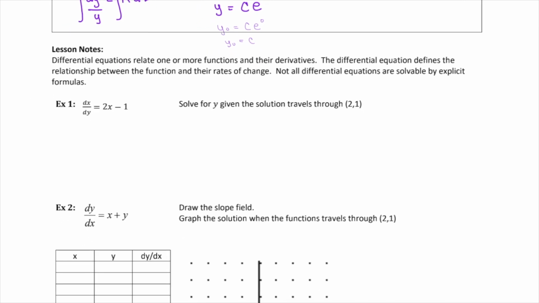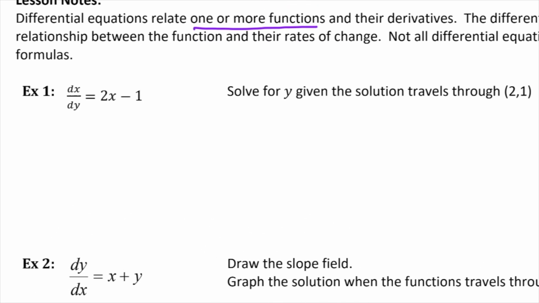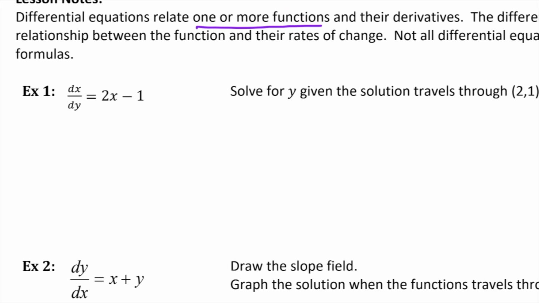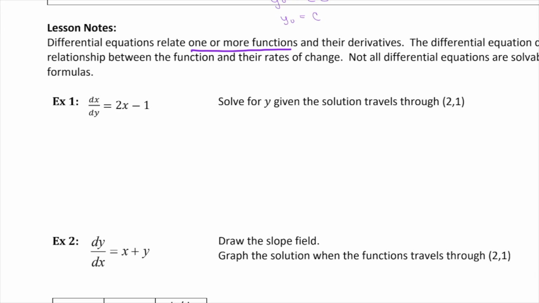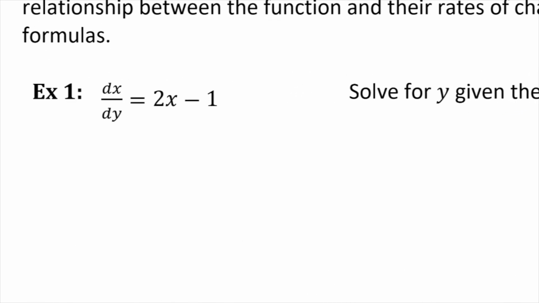So we began with a differential equation. Now, a differential equation relates one or more functions and their derivatives. Your differential equation defines that relationship between the function and the rates of change. So for example 1, I have dy over dx is equal to 2x minus 1. So we want to solve this for y, and we know that our solution has an initial value of (2, 1). So if we solve this for y, let's again separate the variables.